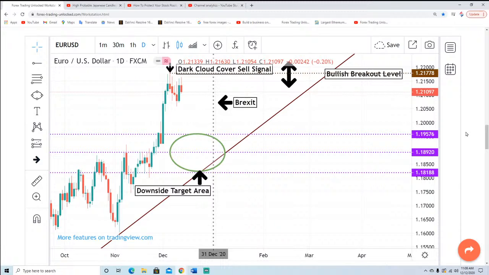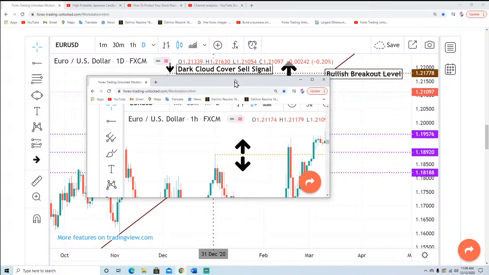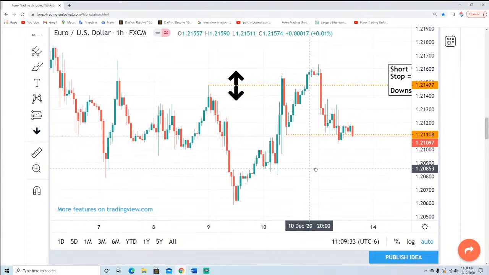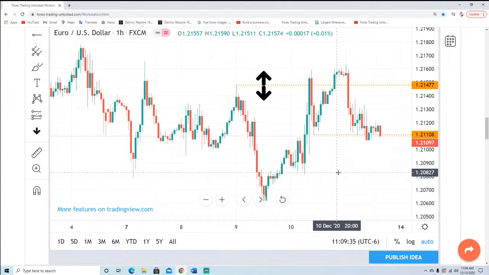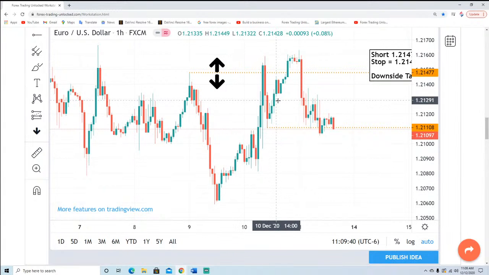To start off, the euro US dollar had a dark cloud cover sell signal back on December the 4th. Since then, we traded down into this current week that just passed, and we had a nice little bounce on Wednesday. It rallied up and peaked on Friday, and then had a negative close. On an hourly basis, we have made lower lows and lower highs consistently.